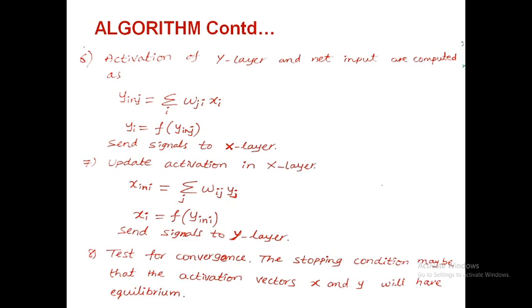For that, we take the actual output or target output as an input to the y layer, then from y to x, and then from x you get the output. That output should match the input pattern. So on both sides we verify, x to y as well as y to x, whether it matches the corresponding outputs or not.